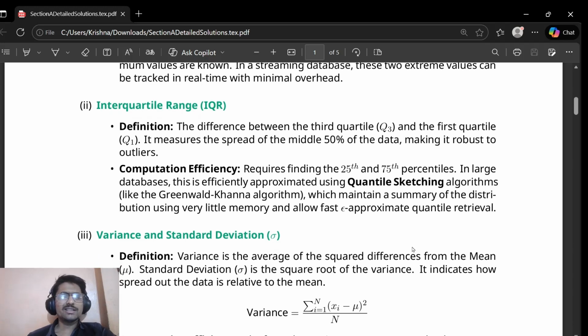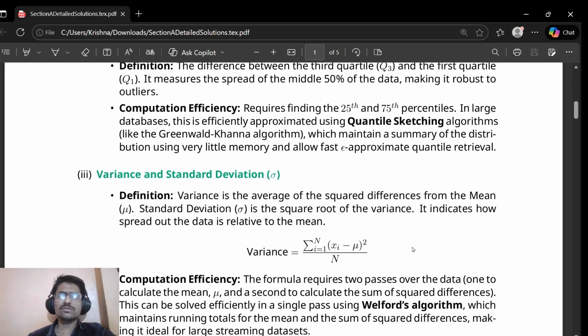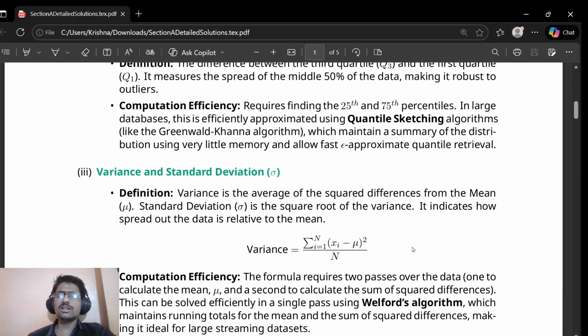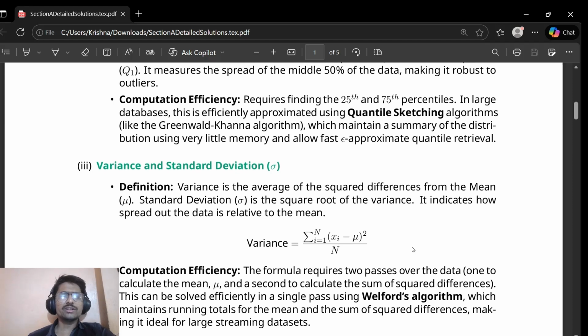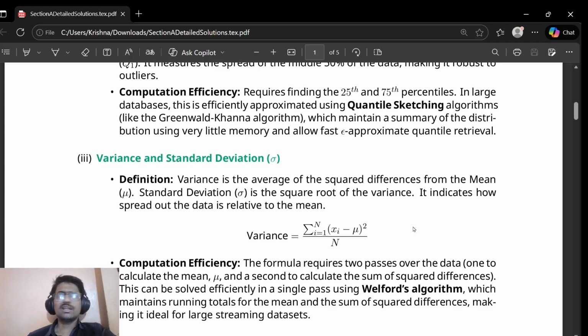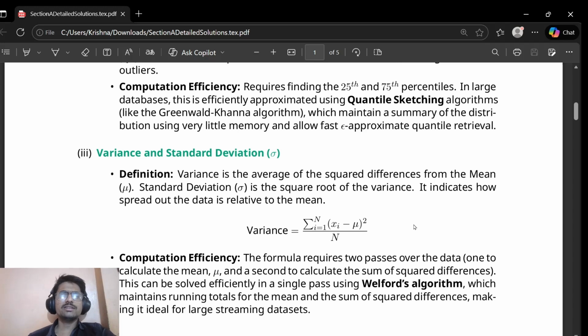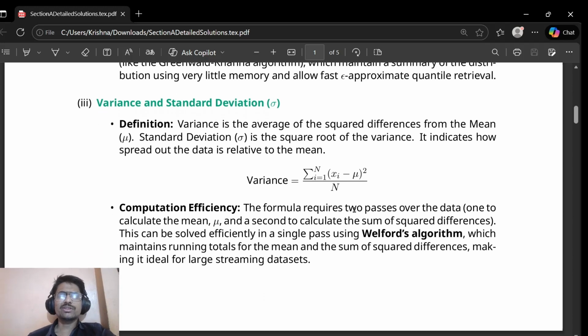So third is variance and standard deviation. Definition: variance is the average of the squared differences from the mean, mu. Standard deviation, sigma, is the square root of the variance. It indicates how spread out the data is relative to the mean. So the formula of variance is equal to the summation of (xi minus mu) squared, from i equals 1 to n, divided by n.